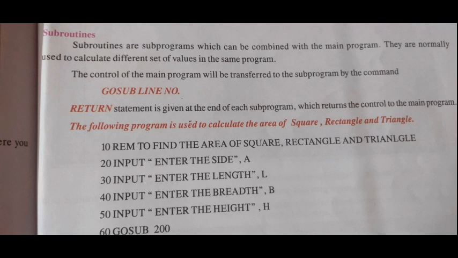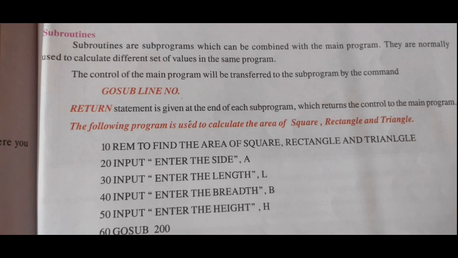The next topic for this last session is subroutines. Subroutines or subprograms are small programs that are combined inside a main program. For example, there will be a big main program, and inside that we'll have small programs. That is called subroutines. They are used to calculate different sets of values in the same program. When you see the program, you will have a clear understanding.